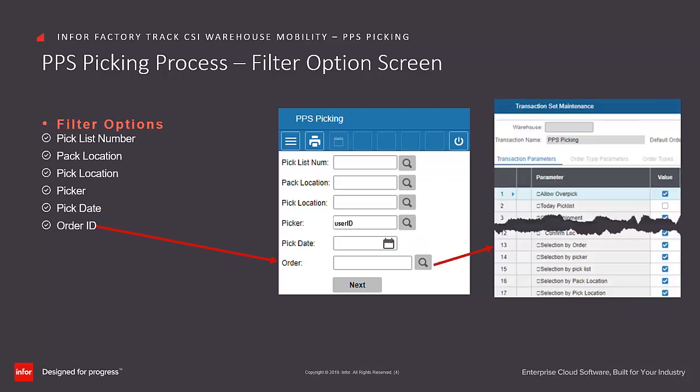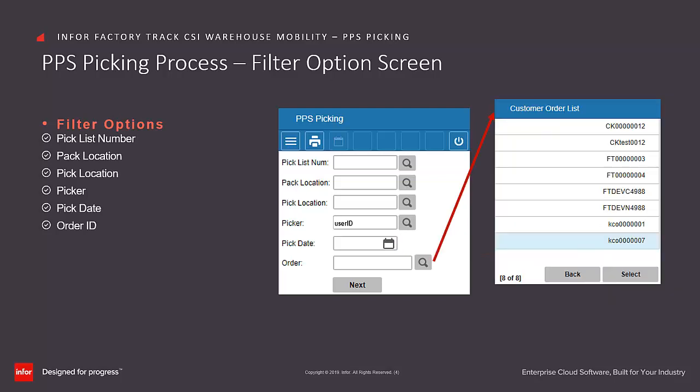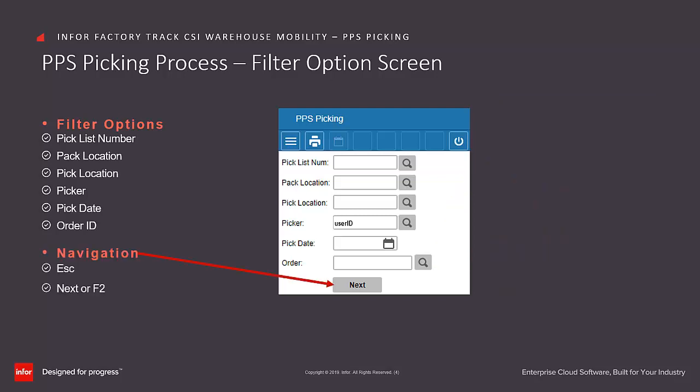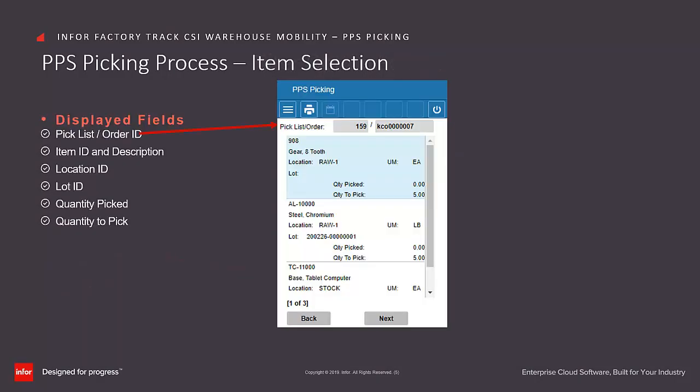The order field is made available if the Selection by Order option is selected in the transaction set maintenance form. We can enter, scan, or search and select the order ID. We then click on Next to continue. Once the pick list is selected based on the previous filter selections, Factory Track displays the item details selection for what is required for the pick process to fill the order.